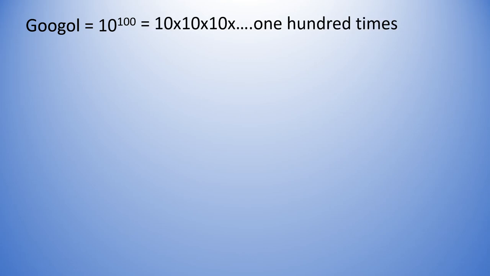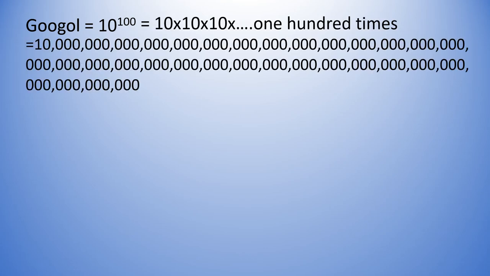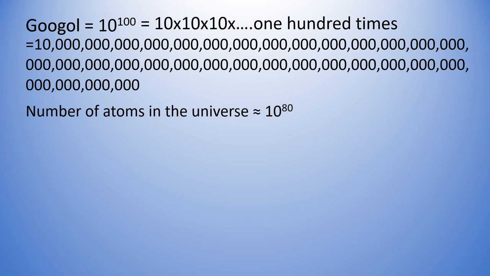Well, a googol is 10 to the power of 100. This means 10 times 10 times 10, 100 times, and it looks like that. It's a very, very big number. And for reference, going back to the number of atoms in the universe being 10 to the 80, this is a number that is much bigger. This is a number that doesn't have an enormous amount of use in the real world. The proper name for it is 10 duotrigintillion, which is not quite as nice to say as googol.